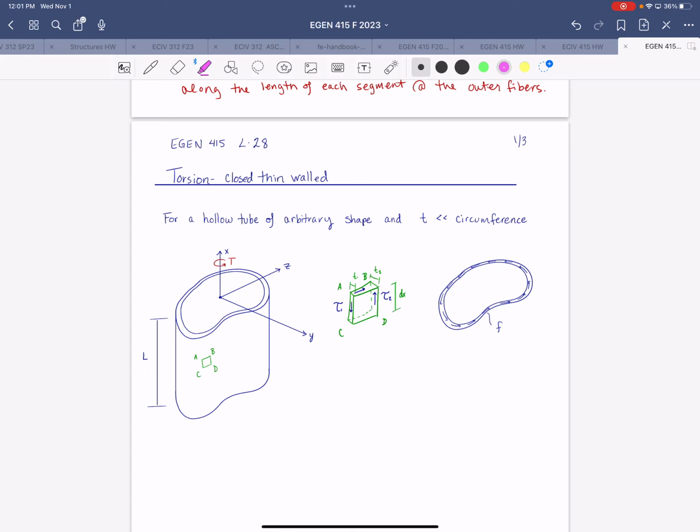Torsion of closed thin-walled tubes. All right, so we already looked at torsion of open thin-walled sections last time. And so now we're going to consider torsion for closed thin-walled tubes.